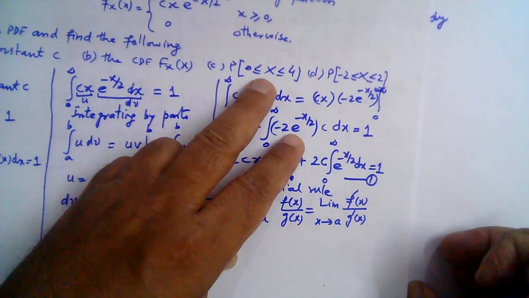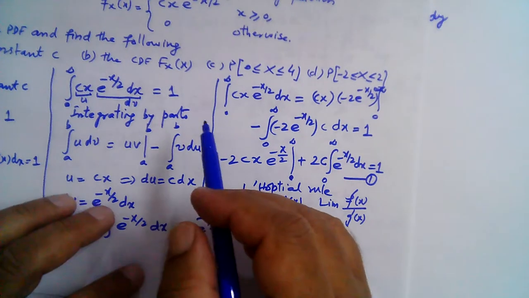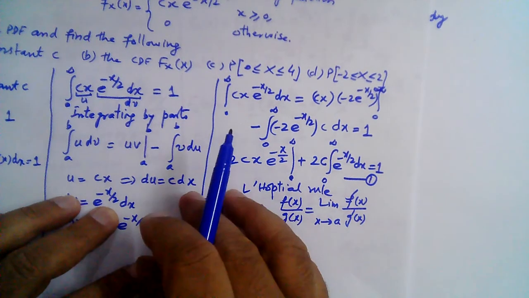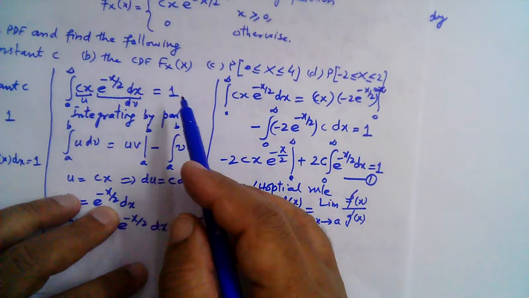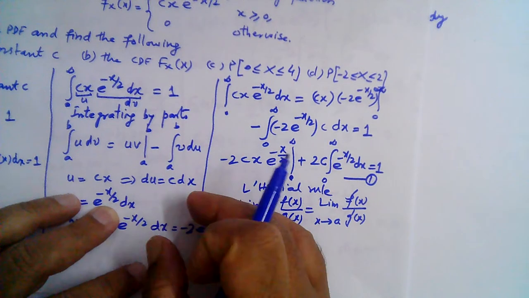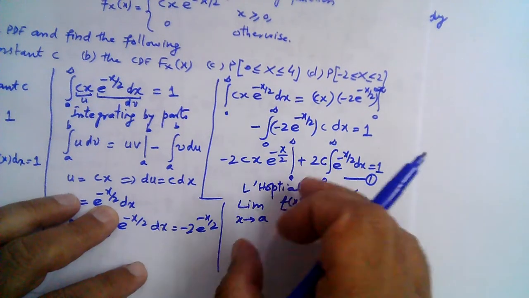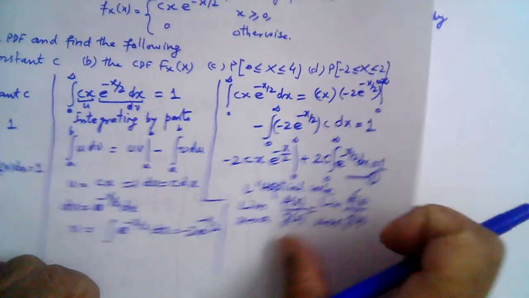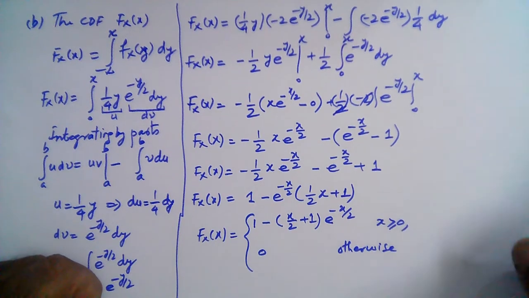So we're now to find the probability that X is greater than or equal to 0 and less than or equal to 4. We can use both the PDF and the CDF to find this probability over this interval. However, if we use the PDF, we have to evaluate an integral. And if we use the CDF, we just need to substitute the values of these endpoints in the CDF, and we can find this probability. So let's proceed with part C. Part C is about probability.